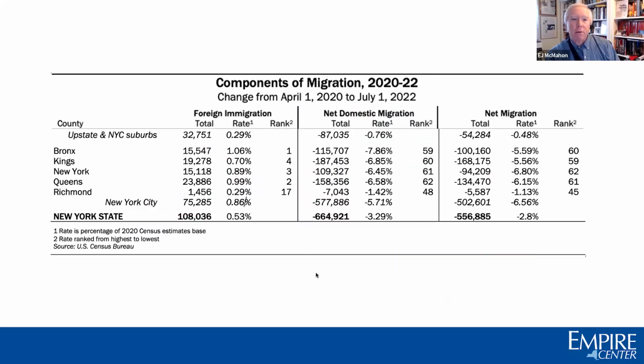Here's a breakdown of the post-pandemic migration by county and also upstate and New York City suburbs. And again, as you can see, the outflow that we counted is almost entirely from New York City, and very little of it was from upstate.